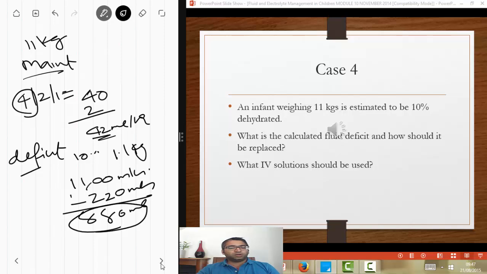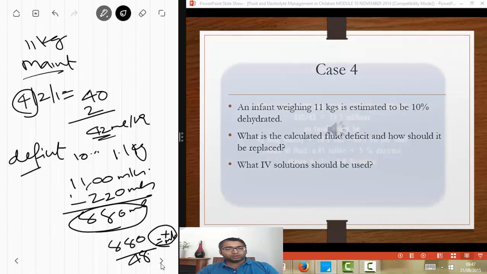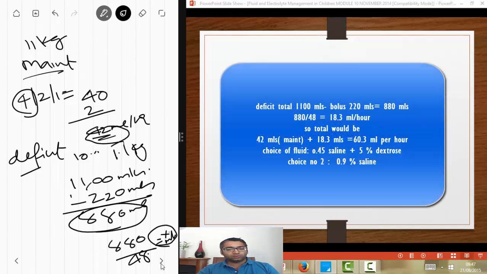Now you want to replace it, you don't want to give it straight away, you want to replace that deficit over 24 to 48 hours. For example, let's say we're going to do it over 48 hours. So you want to do 880 divided by 48. So you get X mL per hour. So you want to add 42 to that X, whatever you get, and then you want to infuse that. So for argument's sake, let's say you got 20 mL there. So you want to do 42 plus 20. So that'll be 62 mL an hour.